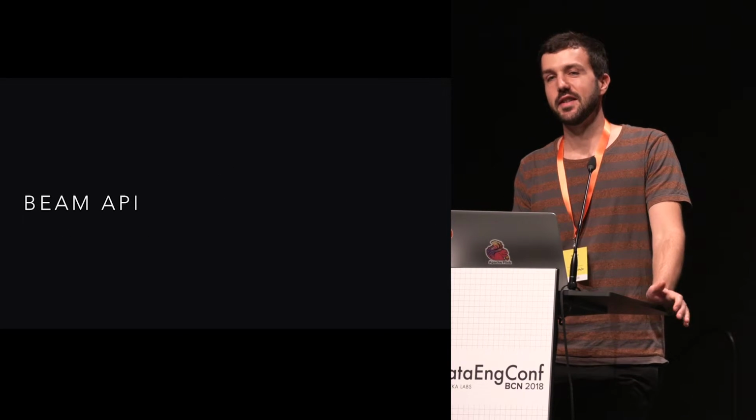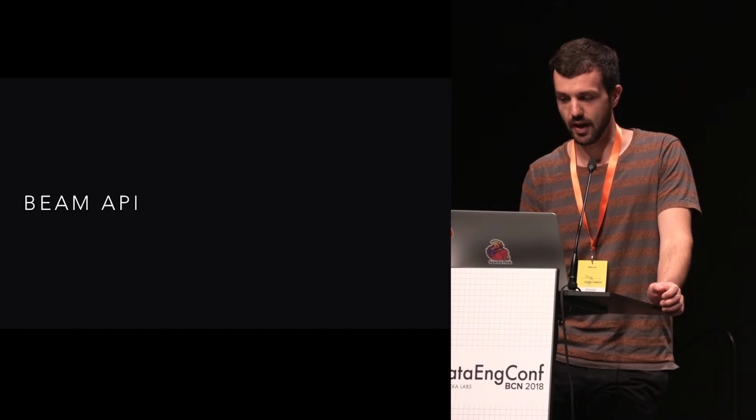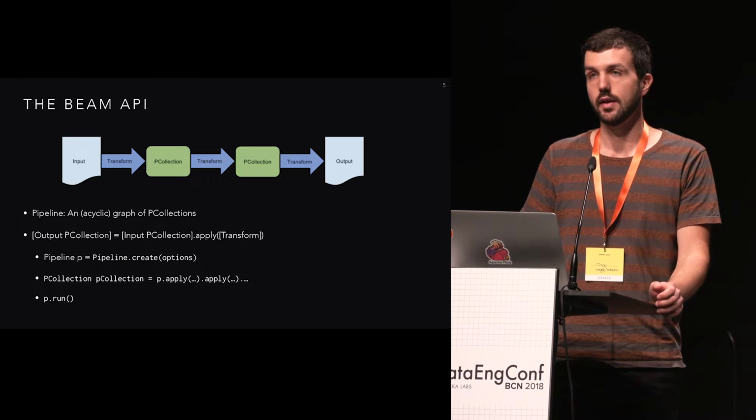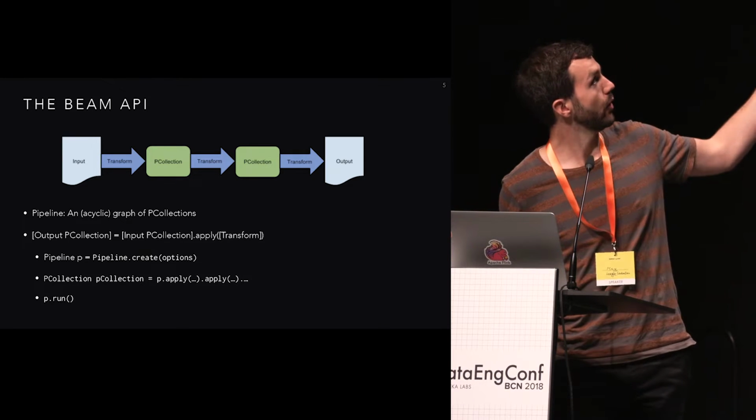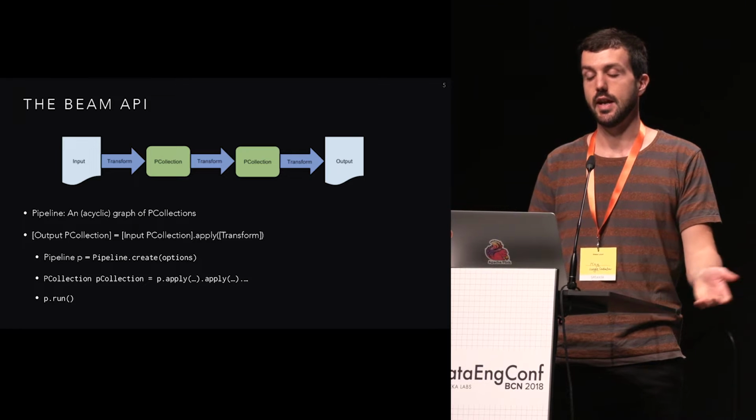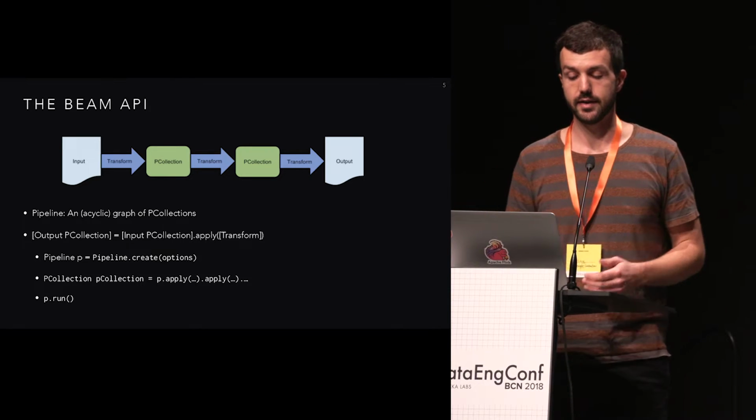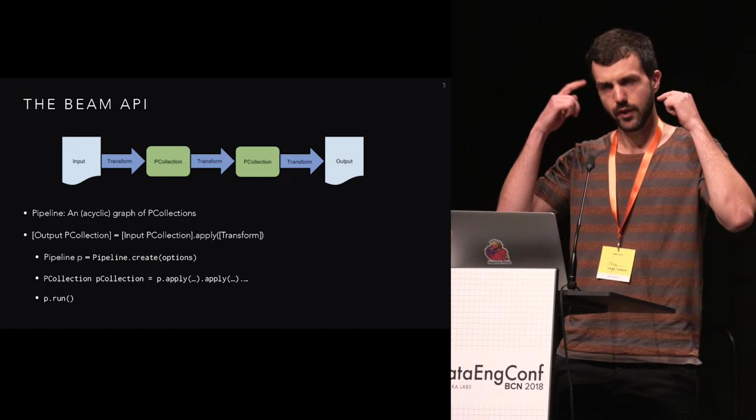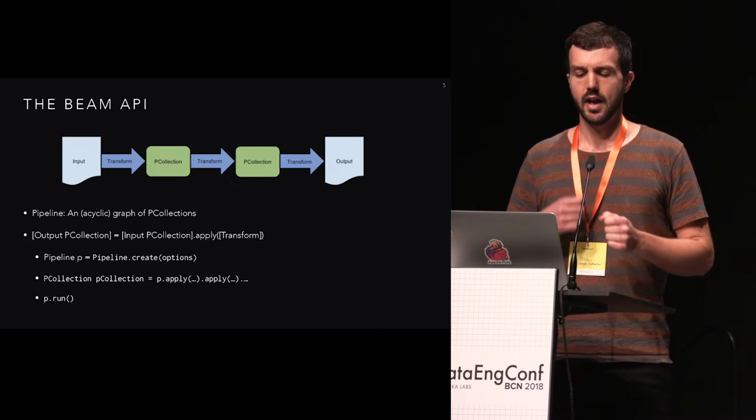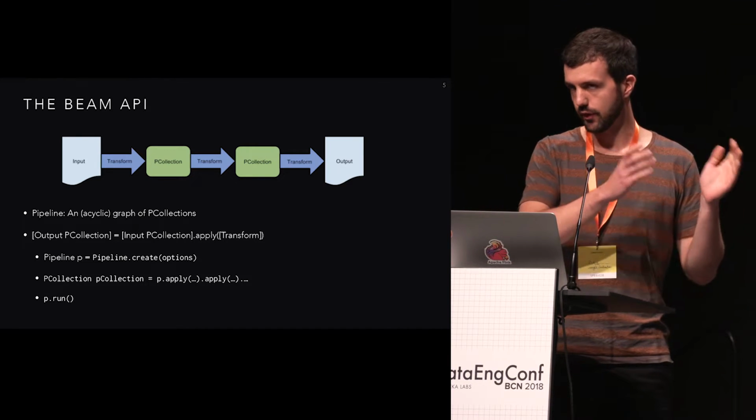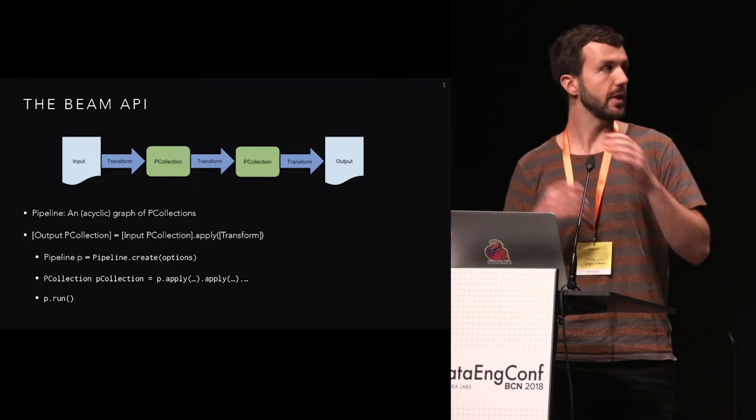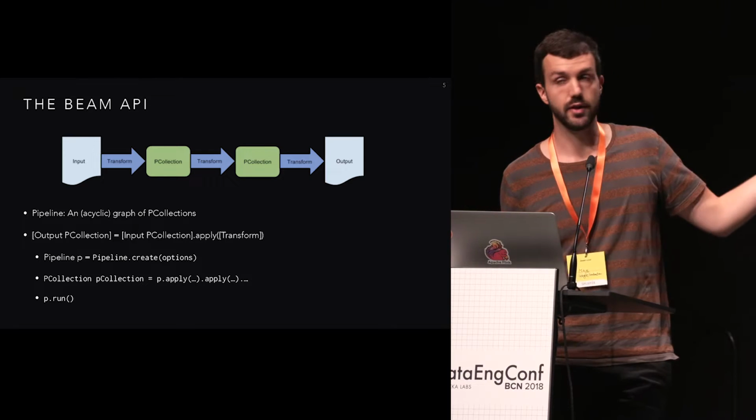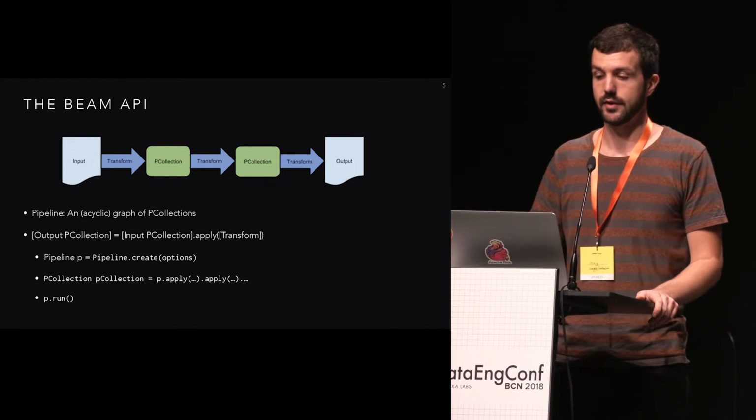So what does the Beam API look like? In the beginning you set up your pipeline, which is an acyclic graph, a DAG, and this pipeline consists of transformations on PCollections. One of the things to keep in mind when you design your pipeline is that you bootstrap your PCollection, you call apply on the PCollection and supply a transform, and then you end up again with a PCollection. And in the end, you run your pipeline. That's pretty simple.